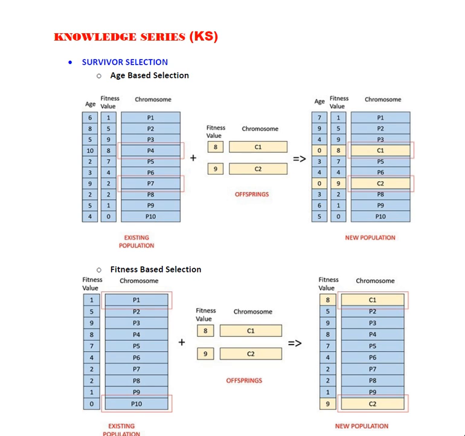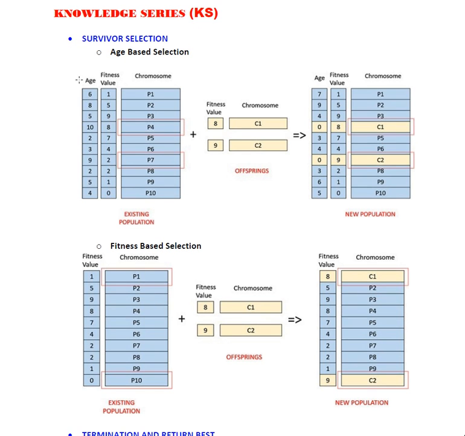Now in survivor selection, what we do is we try to see the age-wise and the fitness-wise. Age-wise selection is nothing but we select age and its fitness value and its chromosome. So among this one the fitness value 8 is taken, and among this one the fitness value 9 is there. So the best fitness values 8 and 9 are taken.